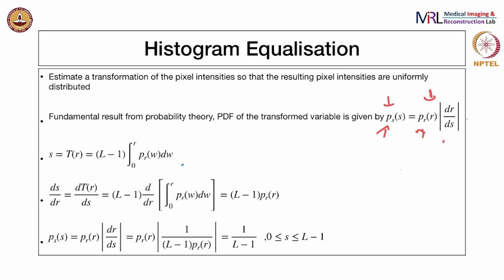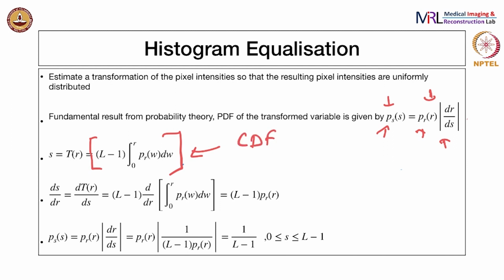This is nothing but the multiple dimension version. This modulus dR/dS is nothing but the Jacobian of the transformation. So what is this transformation that will work? Generally the most common transformation is this: T(R) is given by this expression. Of course, in this integral, W is nothing but a dummy variable of integration. So it's basically the input image probability distribution function. This integral itself is nothing but the CDF, the cumulative distribution function.